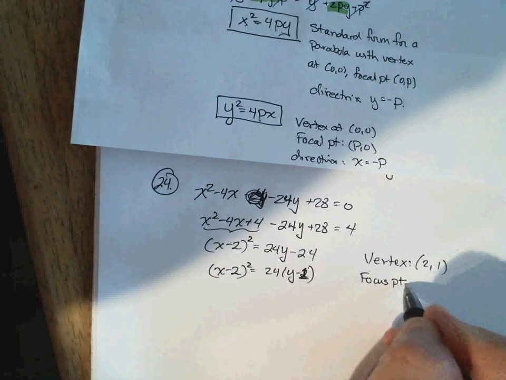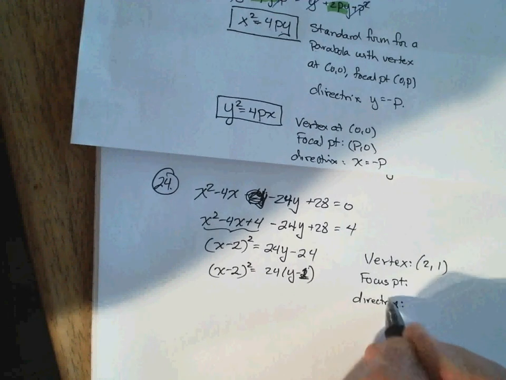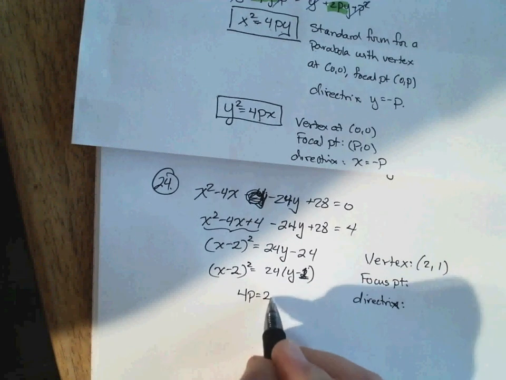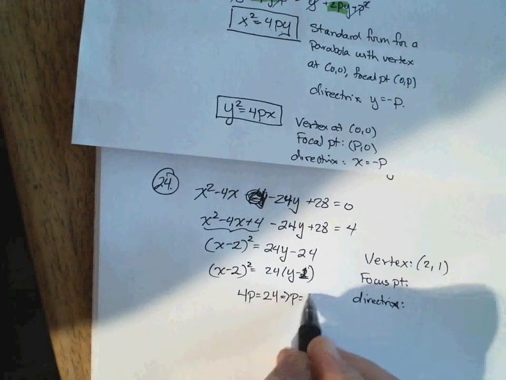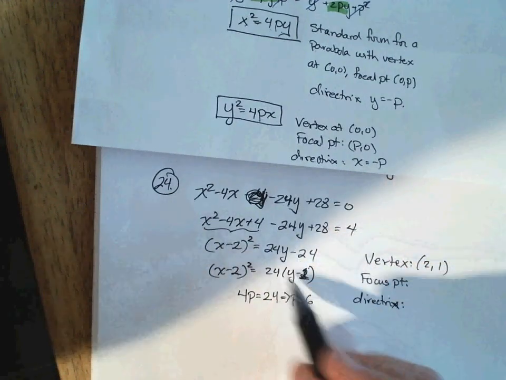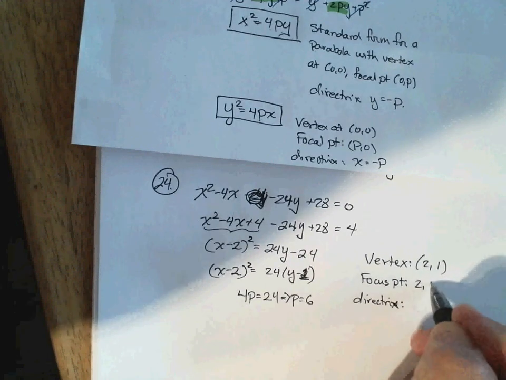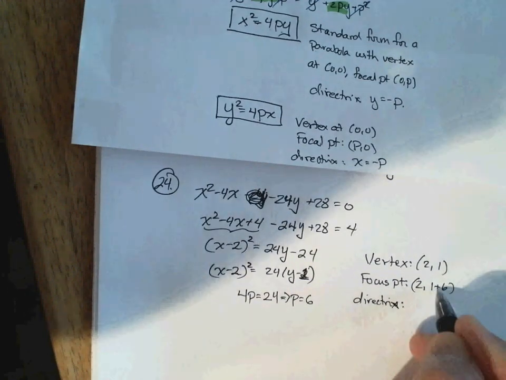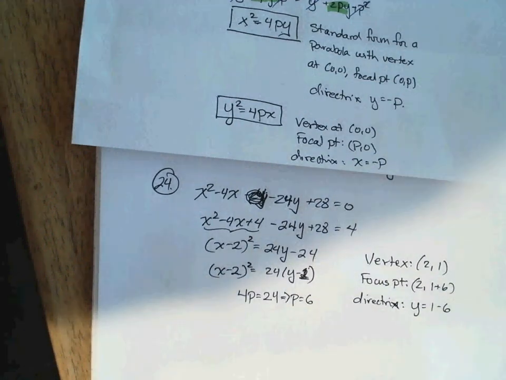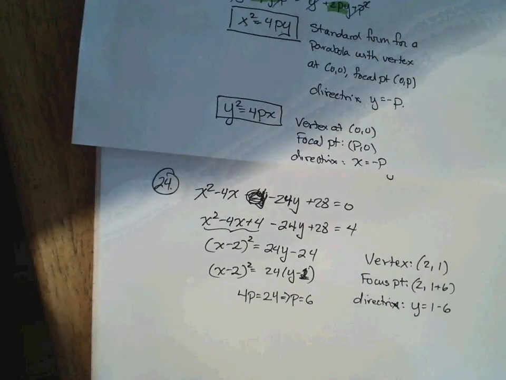Okay, now we have to find the focus point and the directrix. Okay, well, I need to find the p-value. 4p is 24, means p is 6. So this is the x being squared form, the vertical parabola. I'm going to move up 6 units. And I'll move down 6 units to find the directrix. And there you go. You've got it.